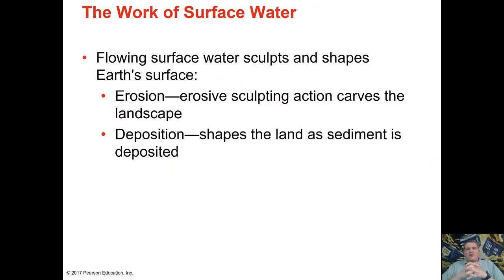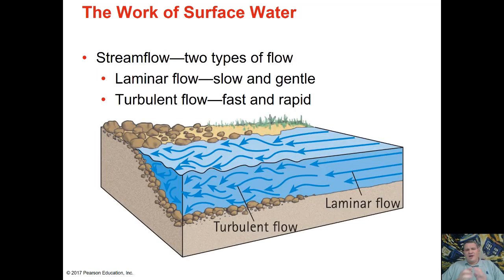And so the flowing water actually sculpts and shapes the surface. As we've mentioned previously, it tends to cut channels, which also leads to erosion, moving that sediment from one place to another, and then we get deposition where it's actually depositing material. What helps to determine how much material the stream can carry is the stream flow. Stream flow comes in two types.